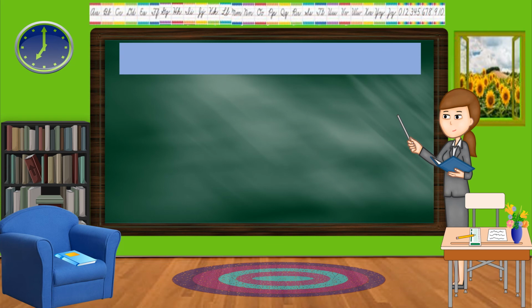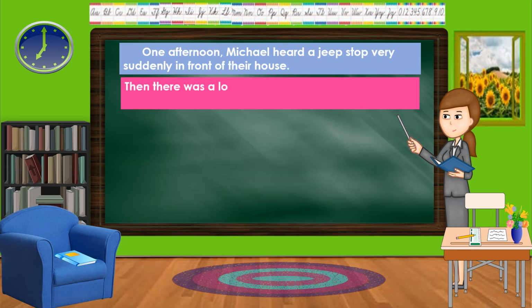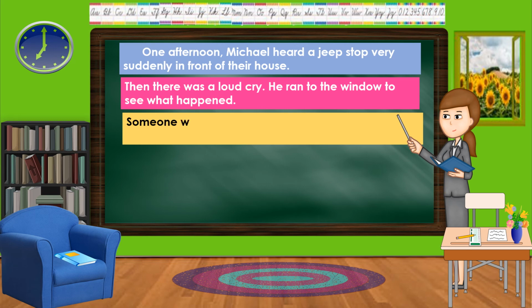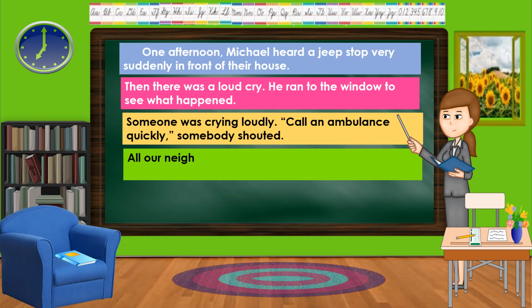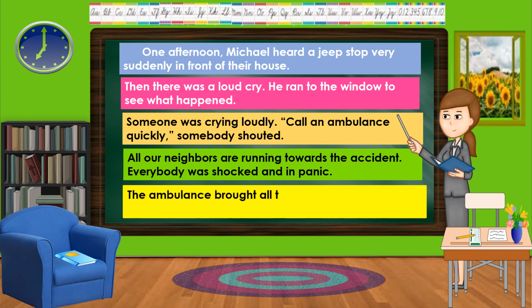Here is the proper arrangement of the events. One afternoon, Michael heard a jeep stop very suddenly in front of their house. Then there was a loud cry. He ran to the window to see what happened. Someone was crying loudly. Call an ambulance quickly, somebody shouted. All our neighbors are running towards the accident. Everybody was shocked and in panic. The ambulance brought all the victims in the nearest hospital.